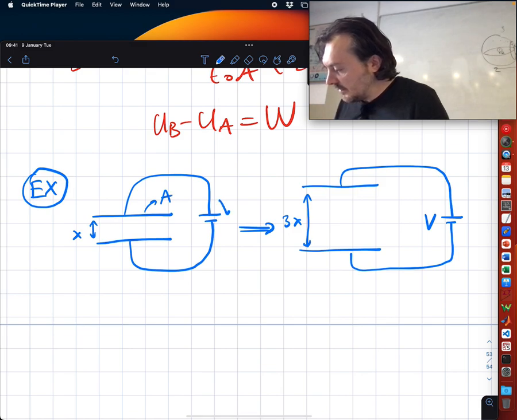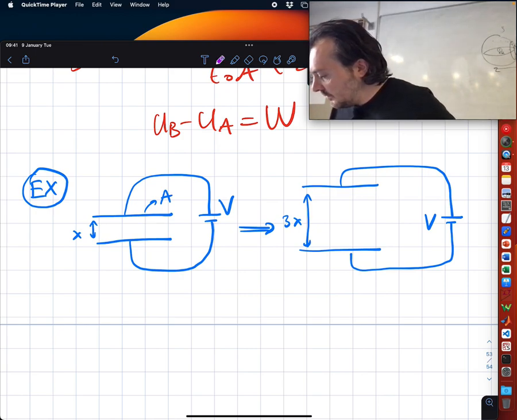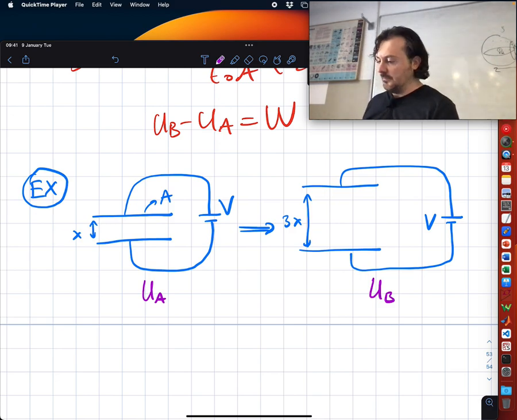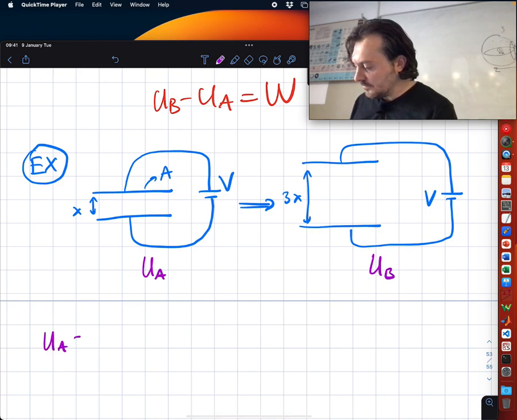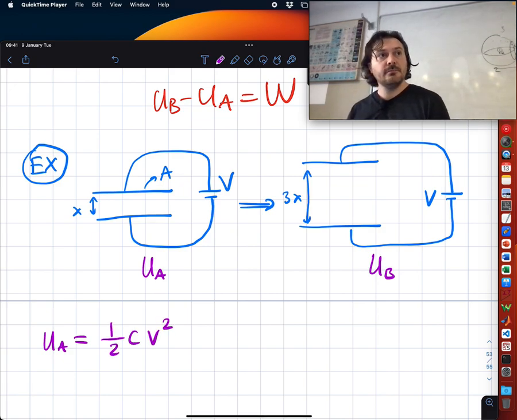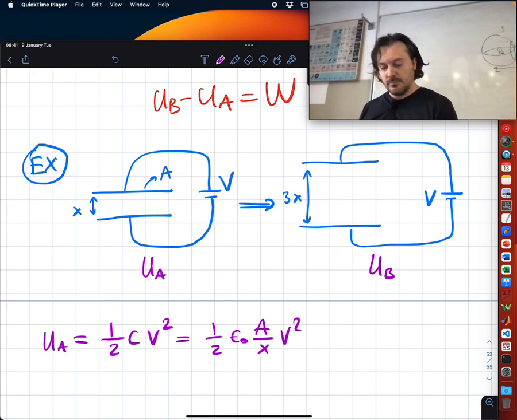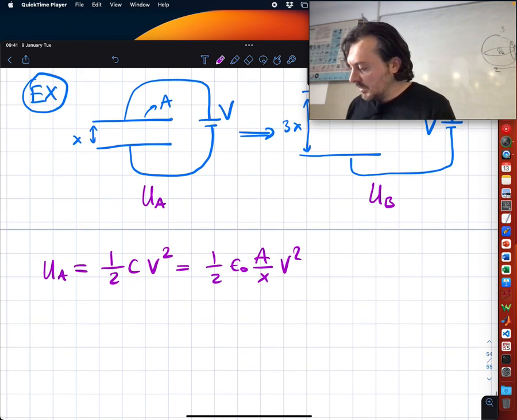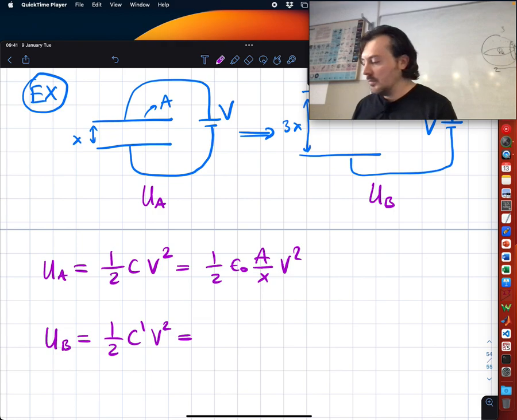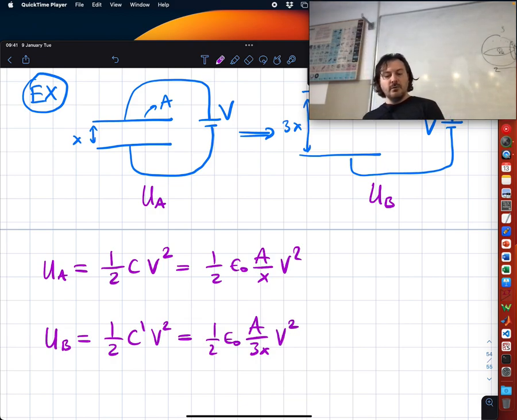X. This is the area A, potential V. All right. Situation 1, UA at the beginning, UB at the end. So let's find UA. Can you tell me what is UA? One half CV squared. Do you agree? What is that? 1/2 epsilon 0 A over X V squared. Do you agree? Very good. What is UB? 1/2 C prime V squared, which is 1/2 epsilon 0 A over 3X V squared. And that's it. Do you agree?